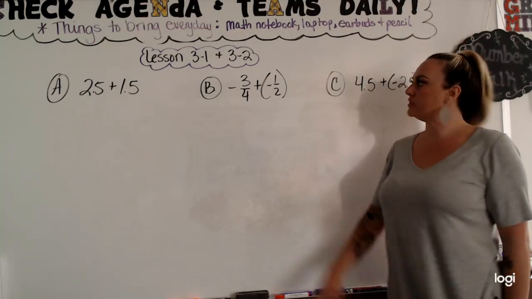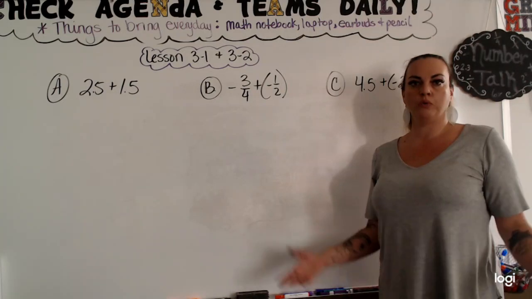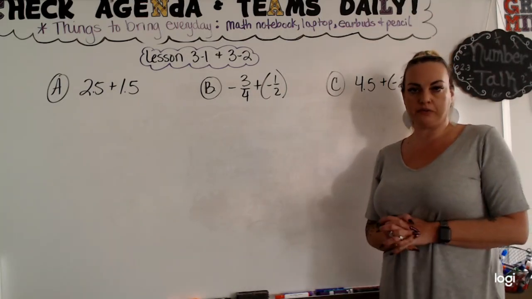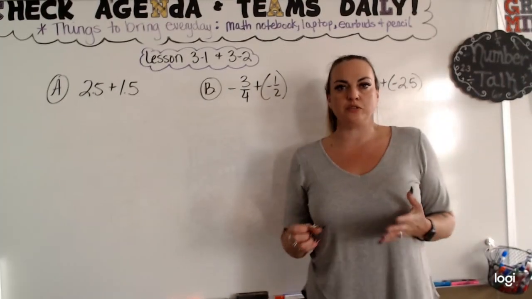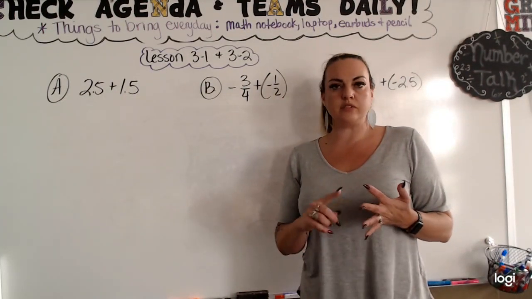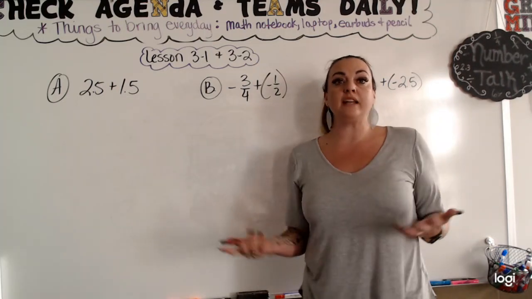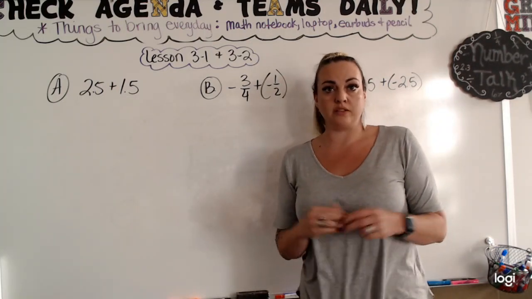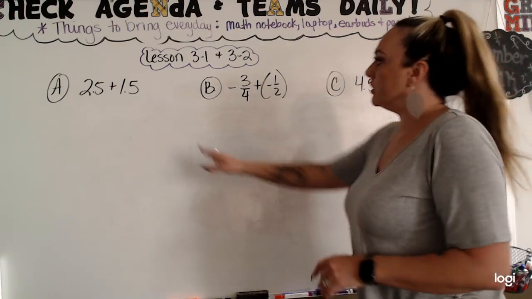All right, so let's do the second half of this lesson. We're going to work on lesson 3.2, which is adding rational numbers together. We're using the word rational now because we're dealing with positives, negatives, fractions, decimals, and basically any number that can be written as a ratio or as a fraction is a rational number. Okay, so let's look at the first one.